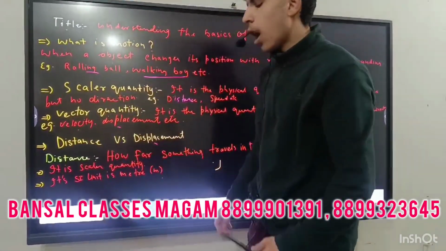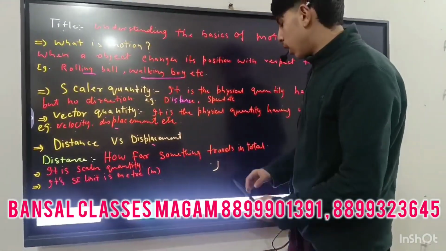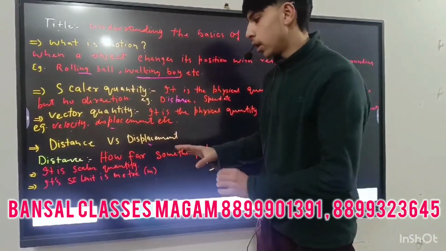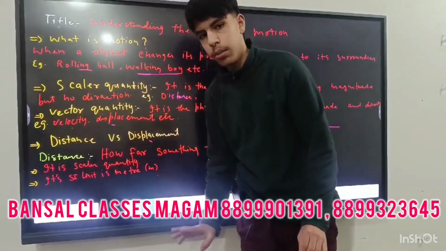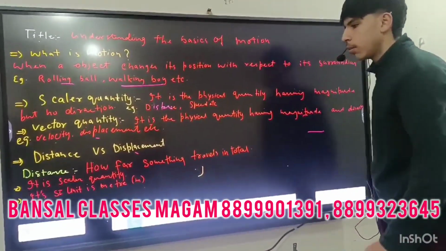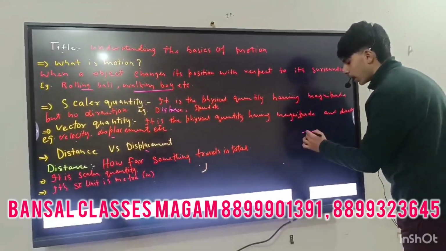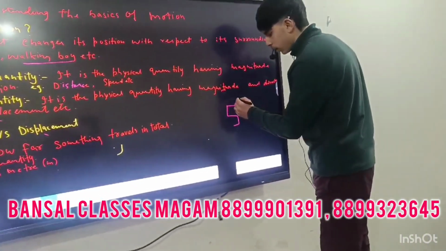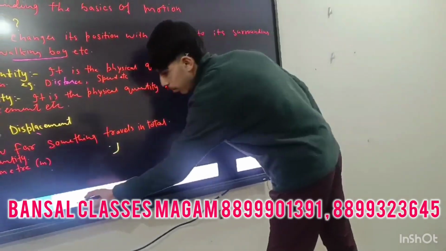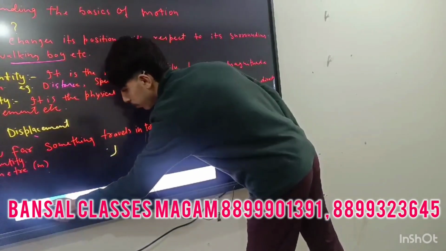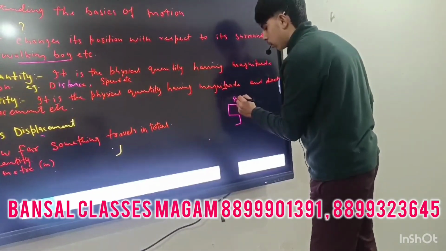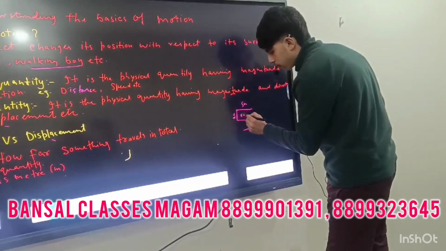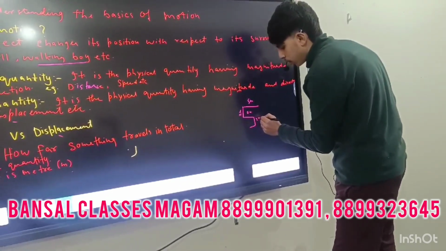Basically, distance is how far the body moved. It is a scalar quantity, which means it has magnitude but does not have direction. Its SI unit is meter. Let me give you a brief example of this so you can get a better concept, as I have drawn here. This is a path with segments of 5 meters, 2 meters, 6 meters, 2 meters, 1 meter.